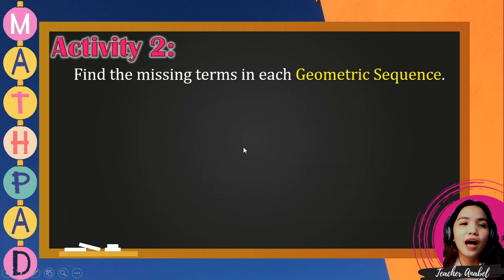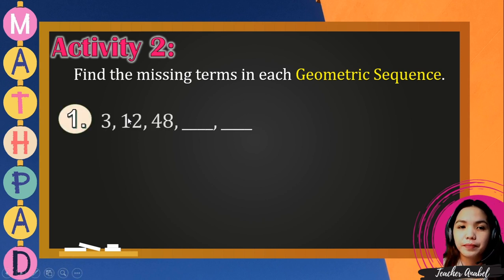Alright. Now, how about if you are asked to find the missing term in the given geometric sequence? Let us have the first one. 3, 12, 48. You can identify the missing term by identifying first the common ratio. So, ano kaya ang common ratio natin sa number 1? Yes, that is equal to 4.